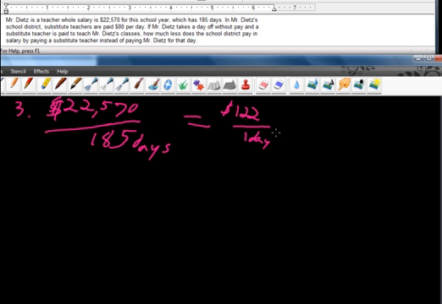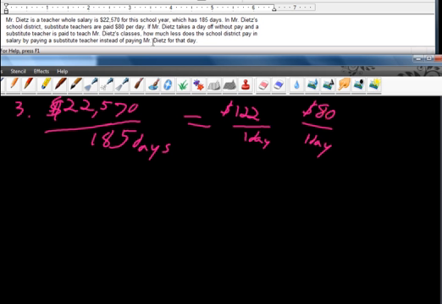So per one day. And now don't get fooled here, because one of the answer choices is $122. They're trying to trick you here. But go back to the story problem, and it says how much less does the school district pay in salary by paying a substitute teacher instead of paying Mr. Dietz for that day. So this is how much Mr. Dietz makes for that day, and the substitute teacher makes $80 per one day.